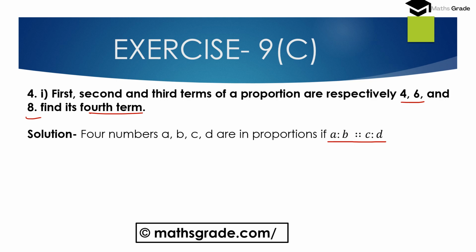That is, the product of the extremes is equal to the product of the means. AD is equal to BC. Product of extremes is equal to product of means. We have to find the fourth term. Let the fourth term be X.